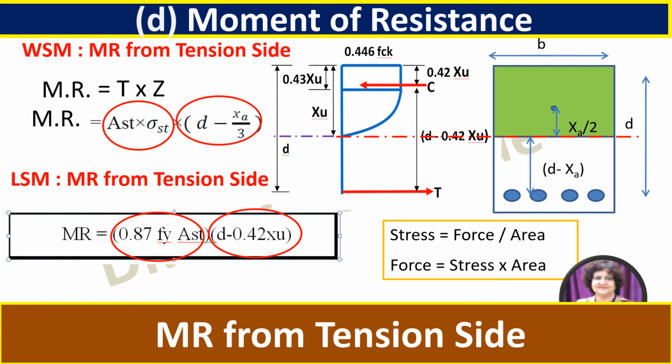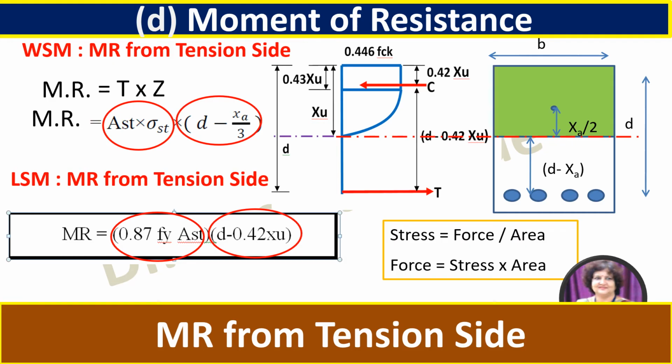So remember that if you compare these two formulas, in the first formula, the WSM formula, there is sigma ST, whereas in the LSM formula there is 0.87 Fy. So sigma ST we can get from IS code. There is one table given in the IS code to get the permissible stresses in steel in working stress method. So from there we can take the value of sigma ST.